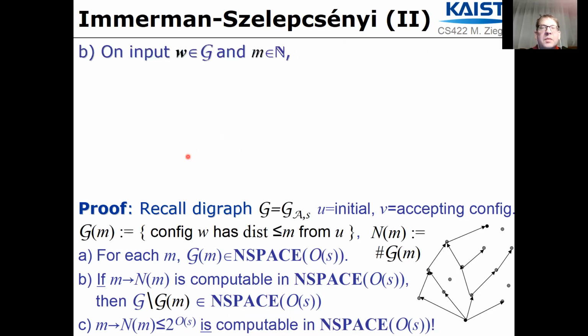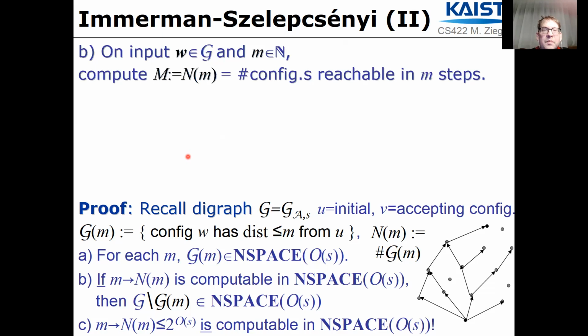So let's first move on to the next claim of the proof strategy, item B. So what do we need to do here? We're given as input a vertex, a configuration in the implicit configuration graph, and a parameter M, to decide, to guess, to verify that the vertex W is not reachable within M steps. That's the goal, by making positive guesses.